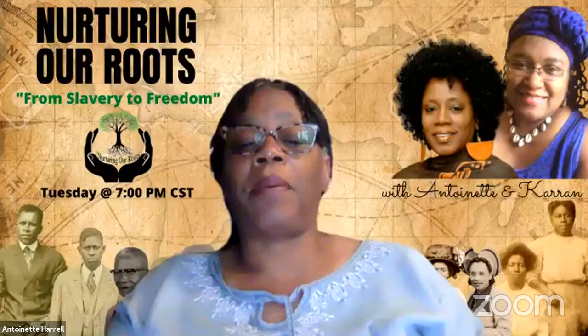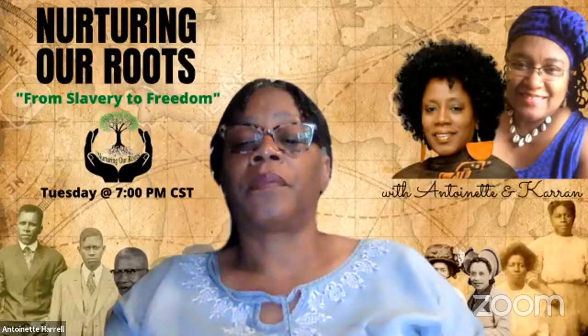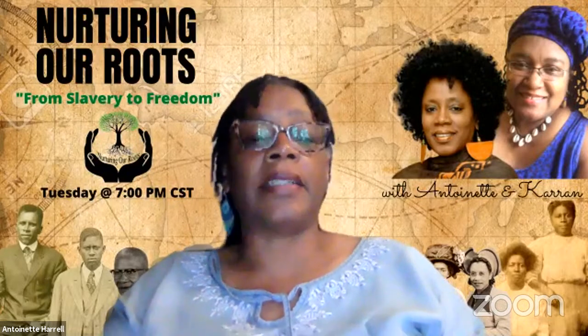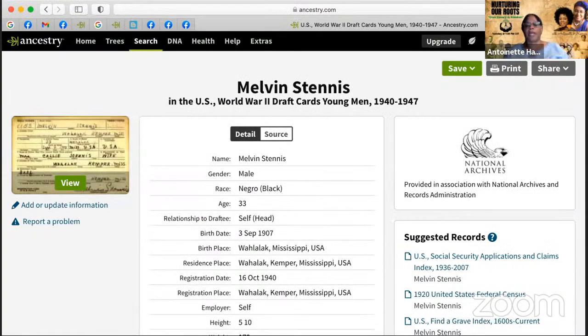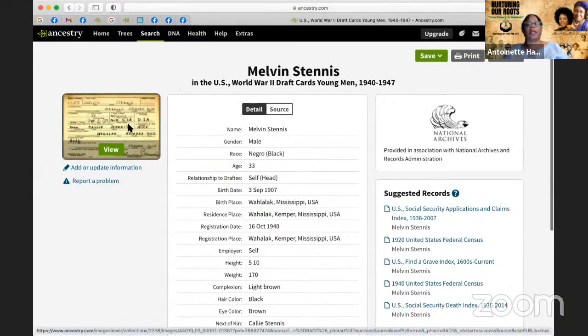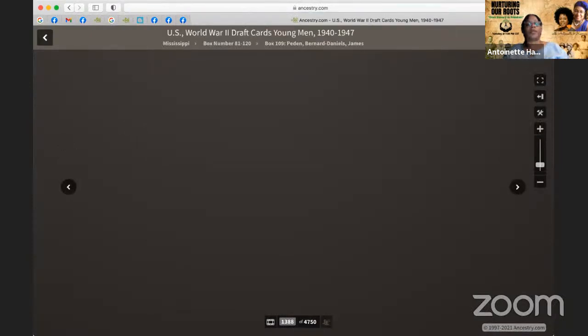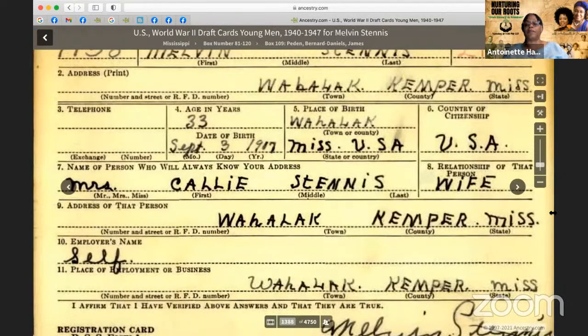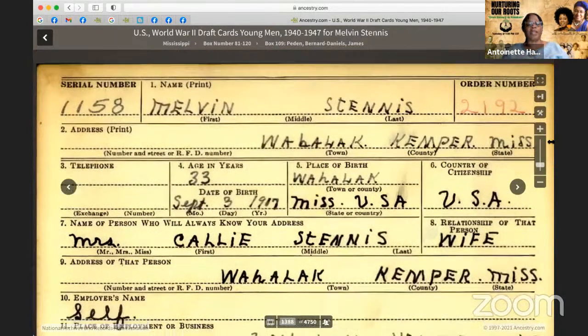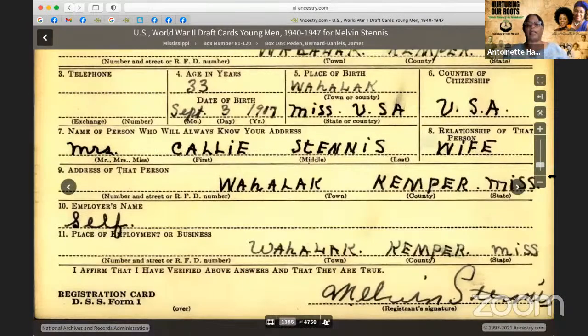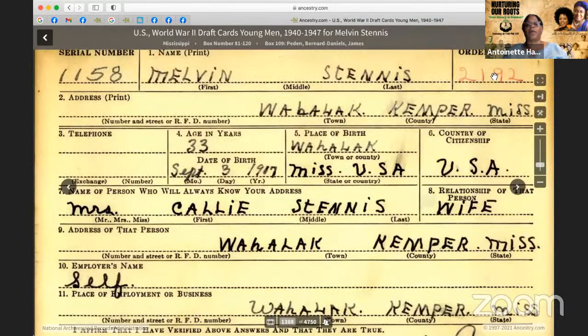And if you don't want to pay for Ancestry, please don't forget, you can go to Family Search. Okay, so here we have Ancestry. So we're looking at this record here. We looked at this record earlier, and this doesn't have anything new added to it, but just to give you a general idea of the type of record that you can find on Ancestry.